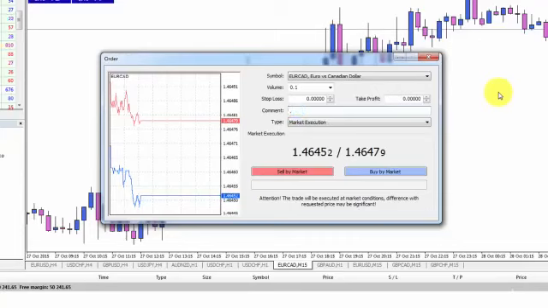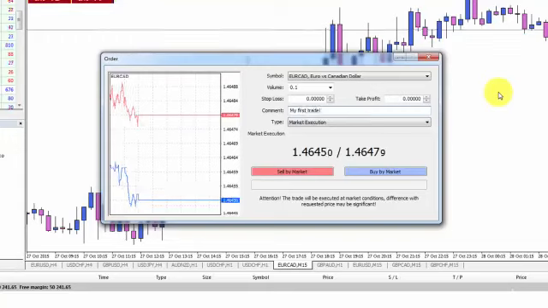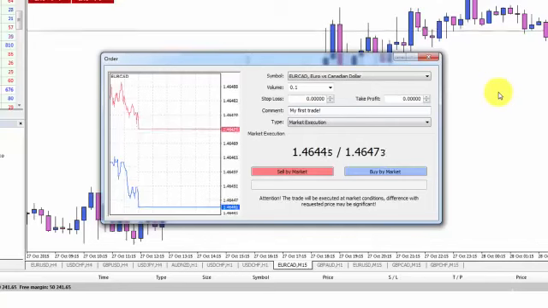In this case, you might just say some comment that will help you remember, like "my first trade!" There we go. So something like that.